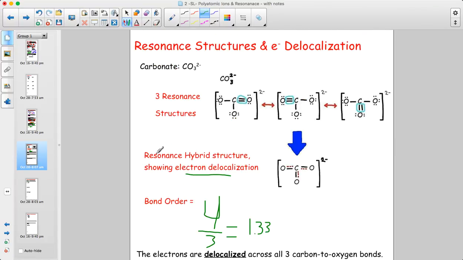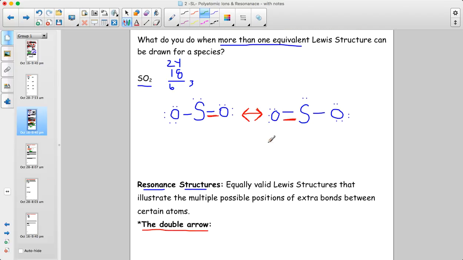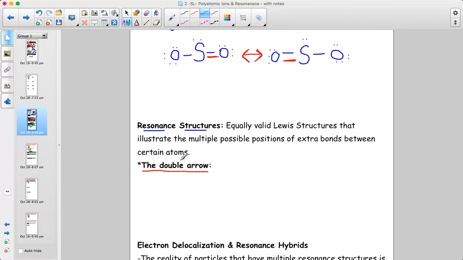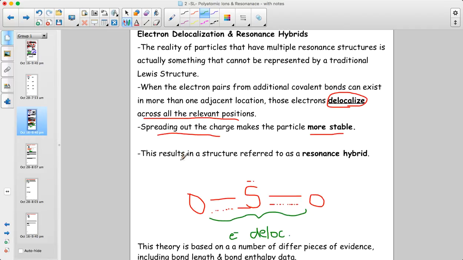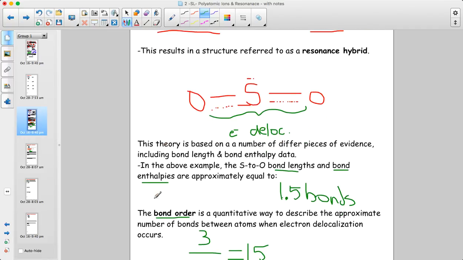And that's really the concept of resonance, the idea that these extra bonds, rather than flipping between equivalent places, are actually spread out evenly, delocalized across all of these equivalent positions. That makes molecules and polyatomic ions more stable, and it results in their bond lengths and bond enthalpies being in between that of single and double bonds. We can quantify that with a value called the bond order.